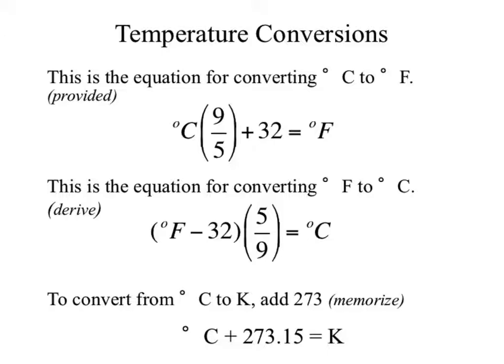I expect you to memorize that one. 273 for Celsius to Kelvin. These other ones, I haven't memorized. So guess what I do? I give them to you. They're on your exam. And I only give you one of them. Why do I not give you the other? You can figure it out. That's the algebra part of the math class that you should be able to go through and do.